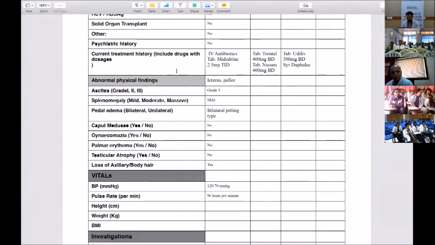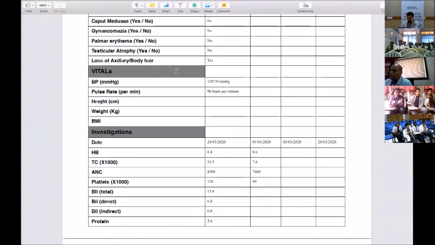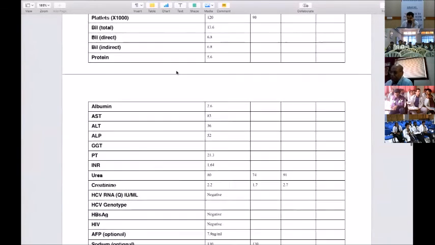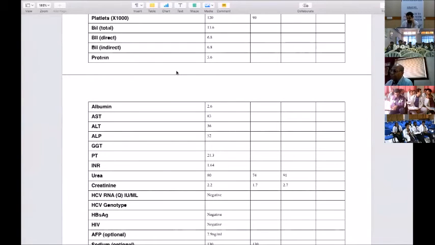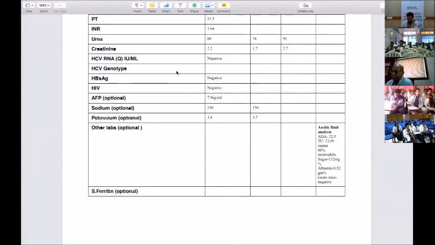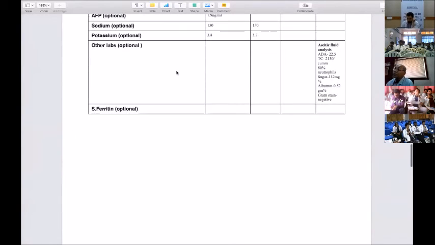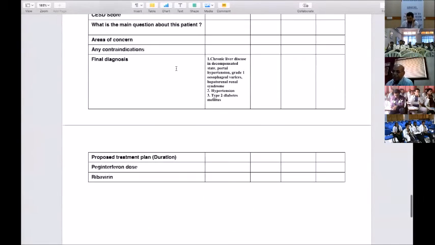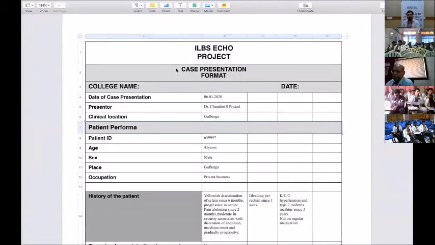His history of presenting illness is yellowish discoloration of sclera since 6 months, which is progressive in nature. Pain abdomen since 2 months, moderate in severity, associated with distension of abdomen, insidious in onset and gradually progressive, and also bleeding per rectum since a week. He is a known case of hypertension and type 2 diabetes mellitus since 3 years, but he is not on any regular medication.